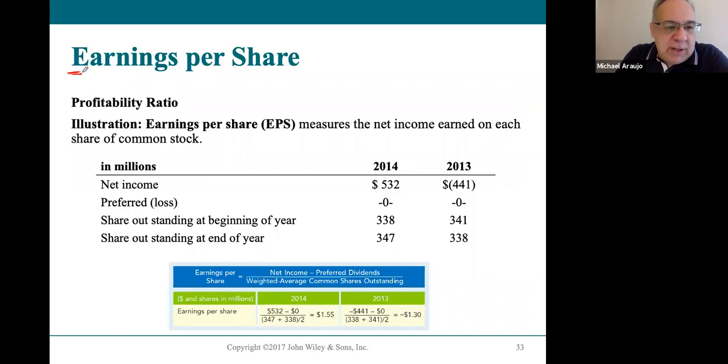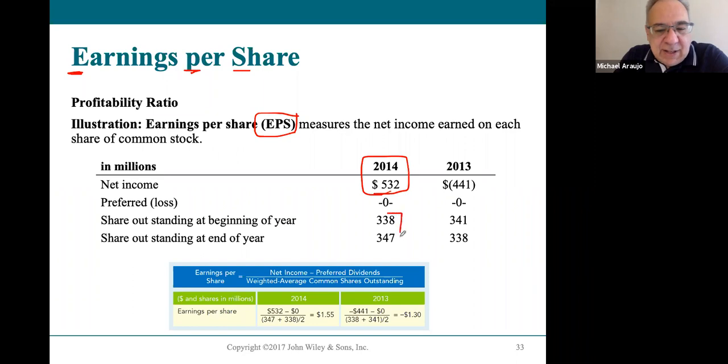Remember the word earnings, it has multiple meanings, right? Earnings is the same as net income. Earnings is the same as profit, right? That's right. And so earnings per share, EPS, as it's listed here, okay, will tell you how much of the profit. So 2014, the company had a $532 million profit.